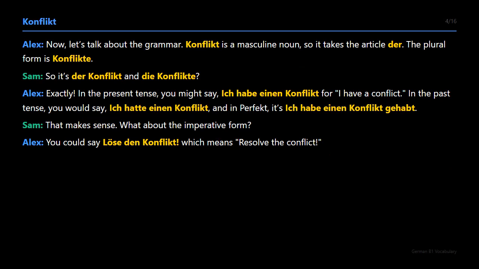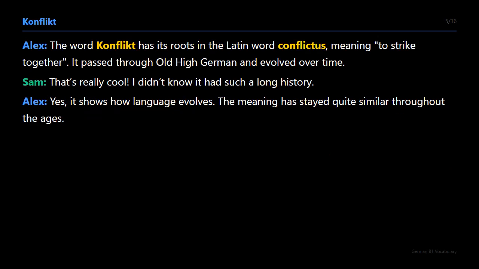The word Konflikt has its roots in the Latin word Konfliktus, meaning to strike together. It passed through Old High German and evolved over time. That's really cool. I didn't know it had such a long history. Yes, it shows how language evolves. The meaning has stayed quite similar throughout the ages.